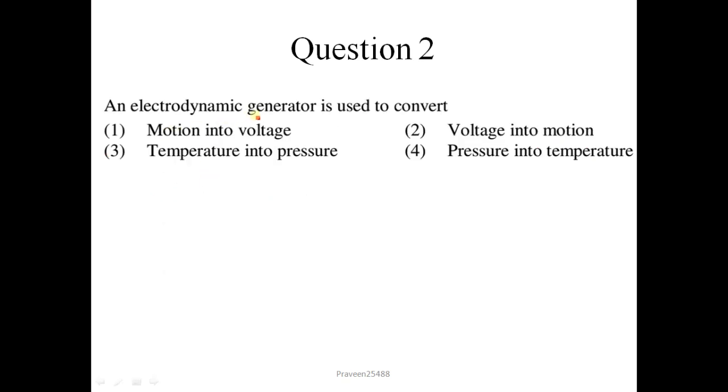An electrodynamic generator is used to convert. So from name it is clear that generator is used to convert the mechanical energy into electrical energy. So correct option is motion into voltage. It's reverse, electrical to mechanical is the function known as a motor.